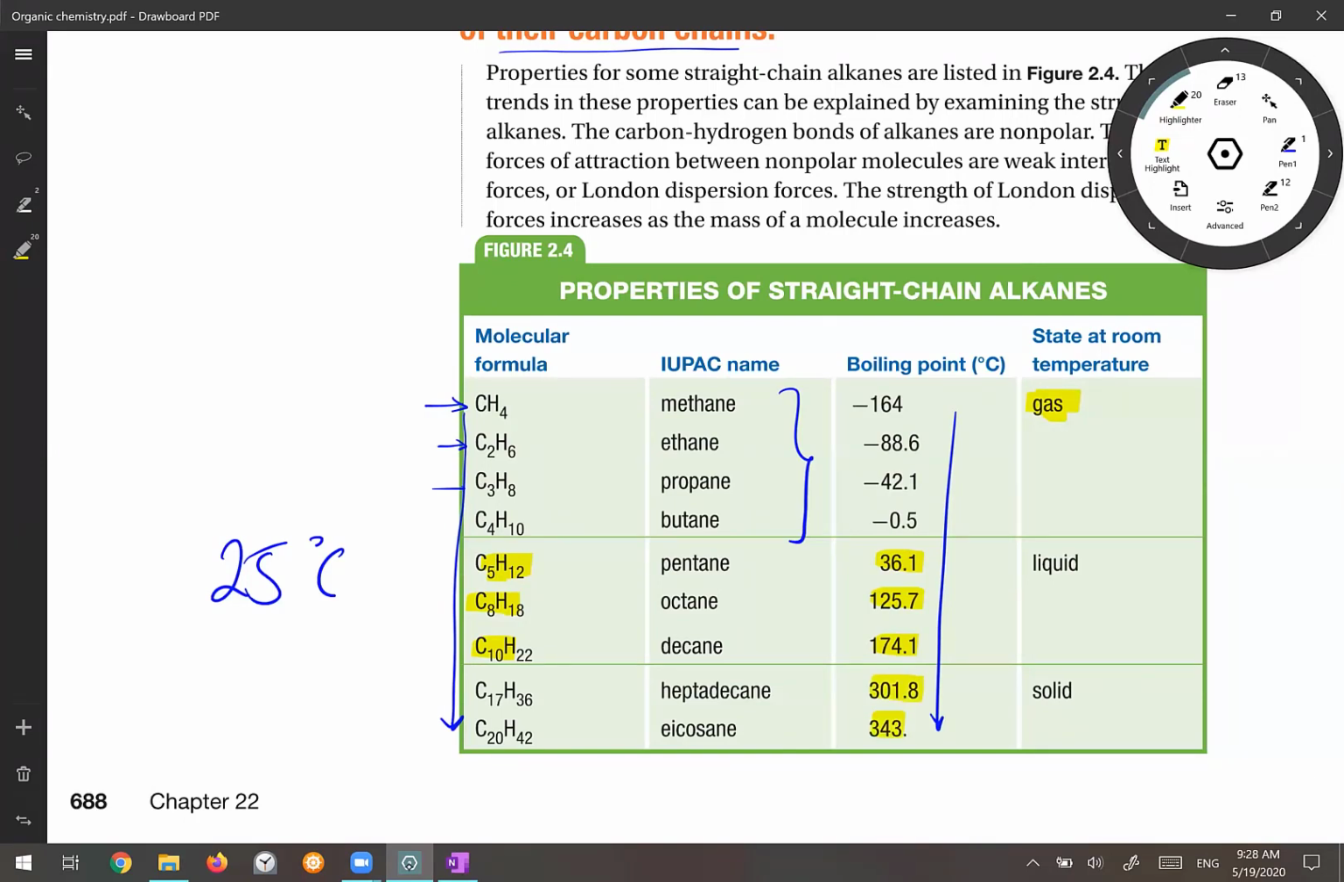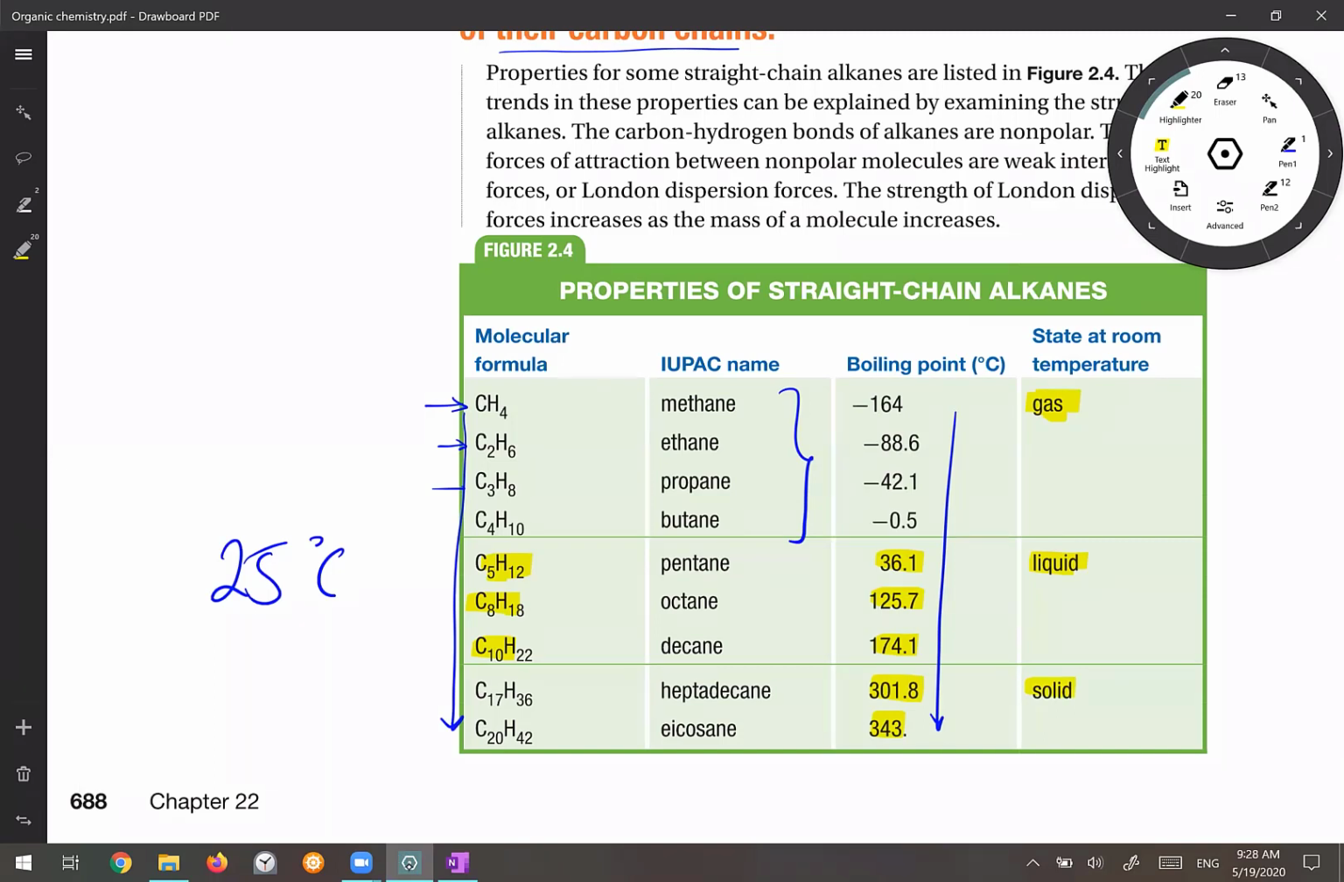To identify if they are liquid or solid, you also have to look at their melting points. Same as the boiling point, by increasing the number of carbons, their melting point increases. For carbon number 5 up to carbon number 10, their melting points are below room temperature, so they become liquid. But when the number of carbons becomes very big, their melting point also increases and becomes above room temperature, so they remain solid.